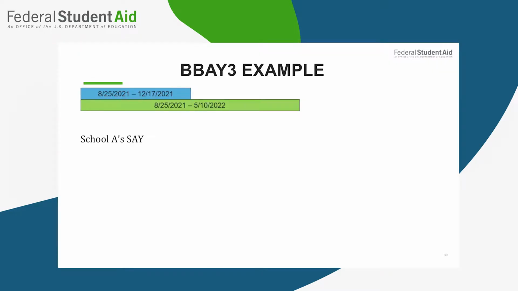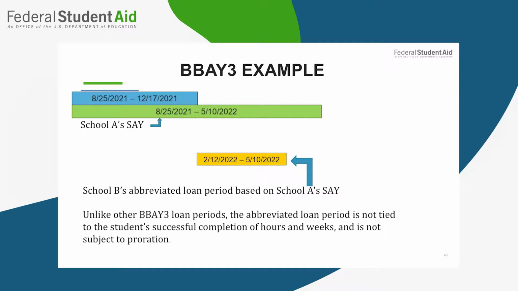Here's an example. This first section shows the School A's scheduled academic year. It's August 25 to May 10. And then this School B establishes the abbreviated loan period. This short abbreviated loan period is not tied to successful completion of the program. So what we mean here is it's not subject to the proration limits that may apply in case the student was enrolling in a program shorter than 1 year, or they had a period remaining of less than a year.